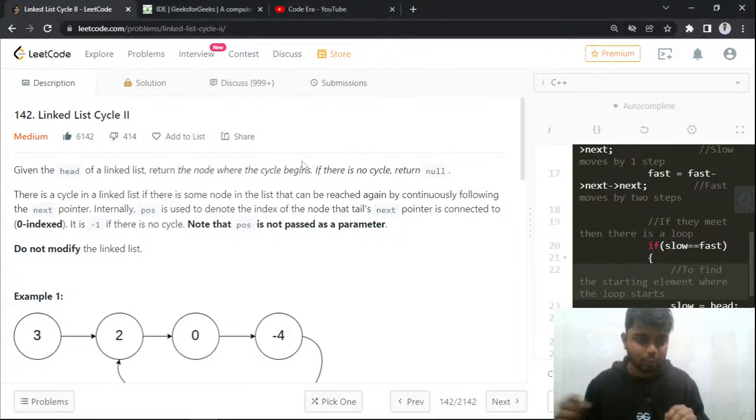Today in this video, we'll be discussing the Leetcode daily challenge for 19th of January. The name of the problem is Linked List Cycle 2. This problem has been previously asked in organizations like LinkedIn, and it has also been asked in Microsoft, right? As you know, these companies ask questions based on linked list a lot, right?